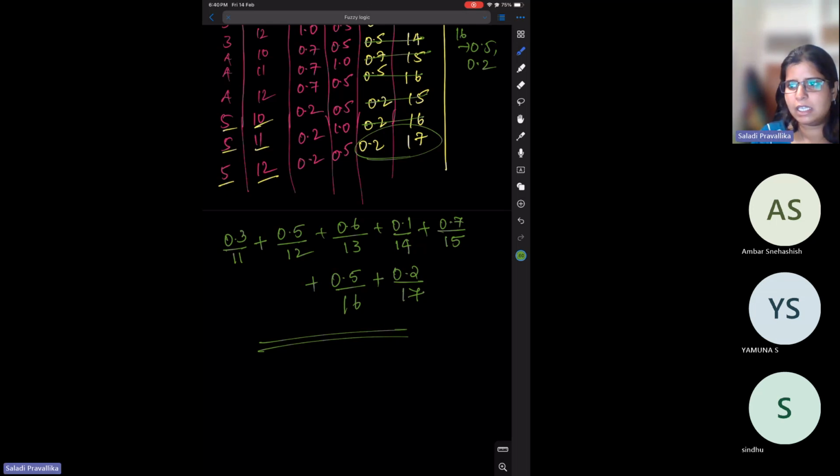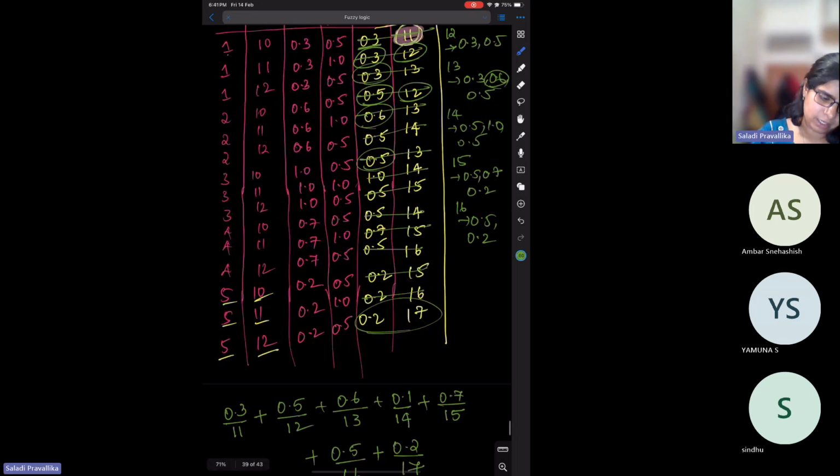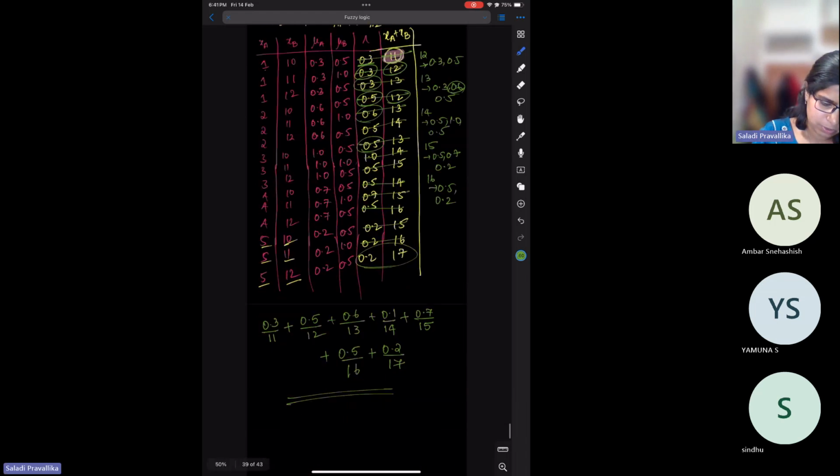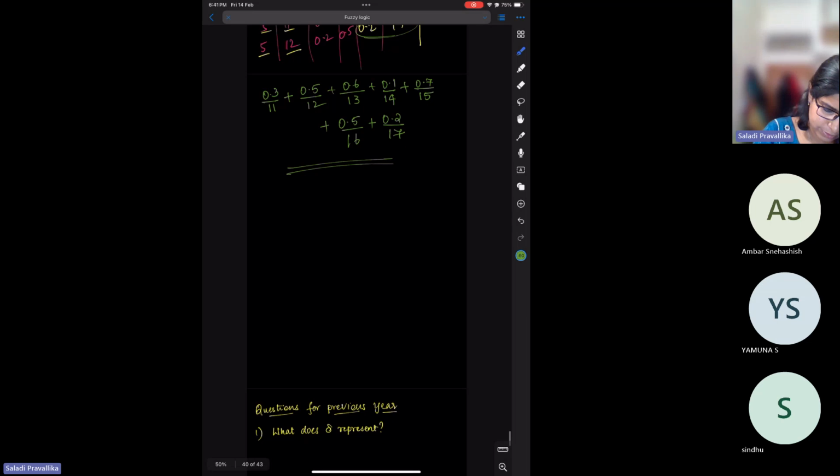Is it clear so far? Okay. So far what we have done is A plus B, right? We have done A plus B. So you can try it yourself. Okay. You can also try B plus A. You should be getting the same values. So A plus B is equal to B plus A.